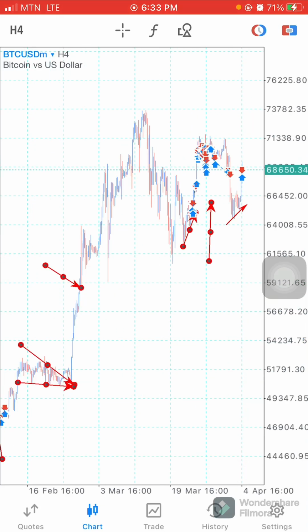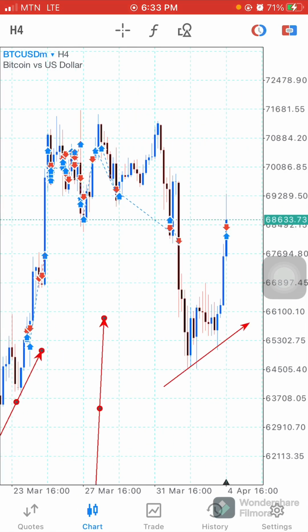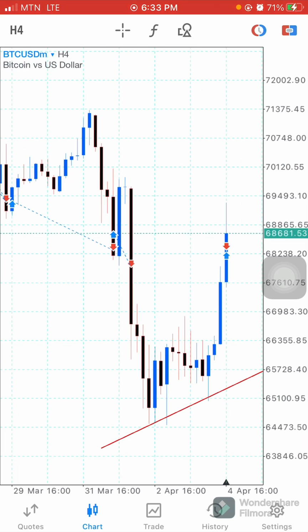Yes, so let's go to the next one, the W or double bottom. This one, double bottom.